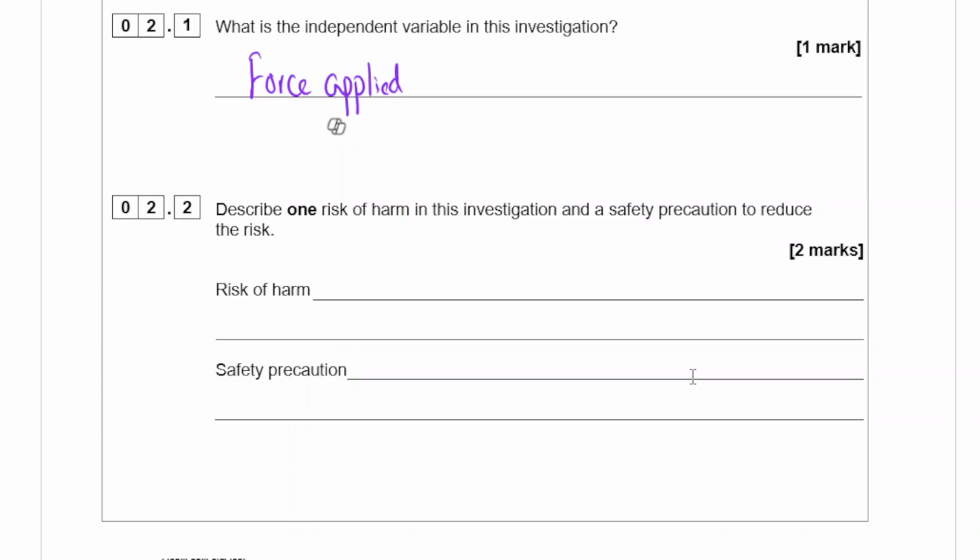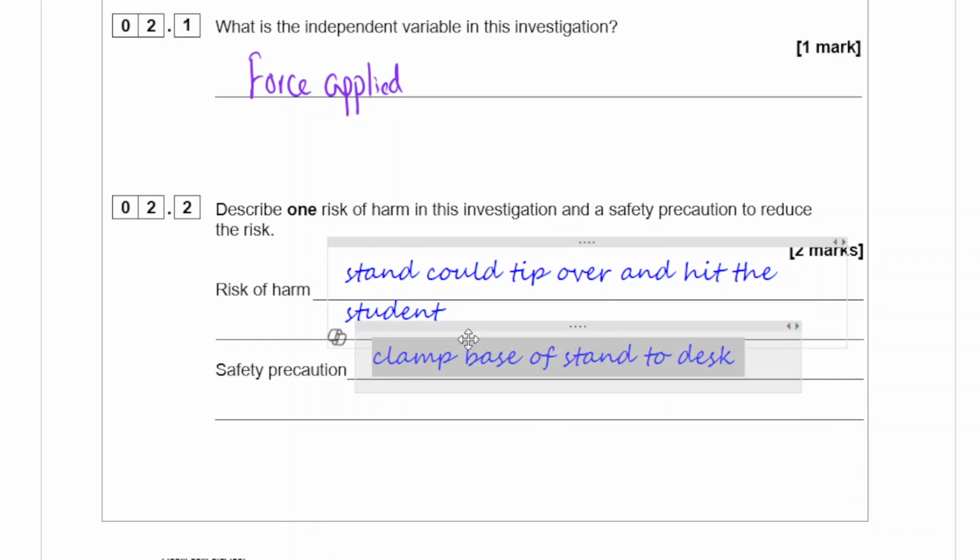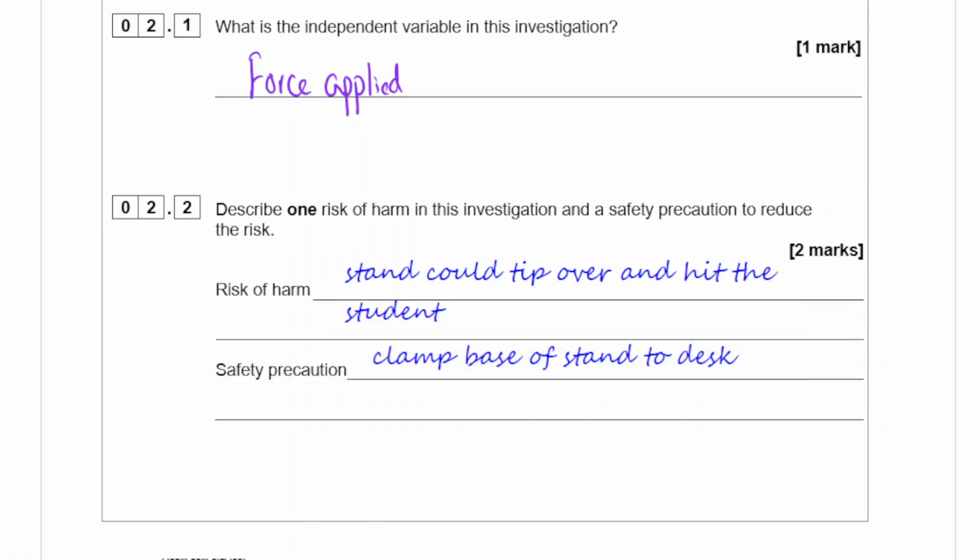Describe one risk of harm in this investigation and a safety precaution to reduce the risk. Risk of harm, mainly one thing: the stand could tip over because of the weight and hit the student, or the masses could fall on the floor and hit the legs. And the safety precaution would be to clamp the stand. So the stand could tip over and hit the student, and the safety precaution is to clamp the base of the stand to the desk.